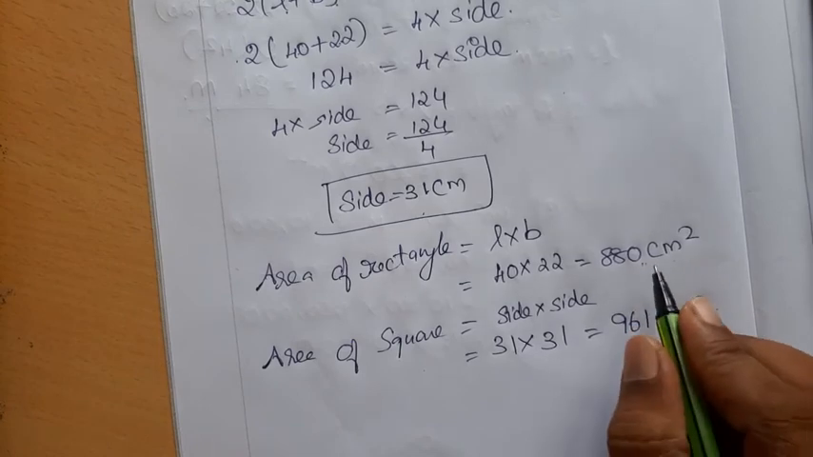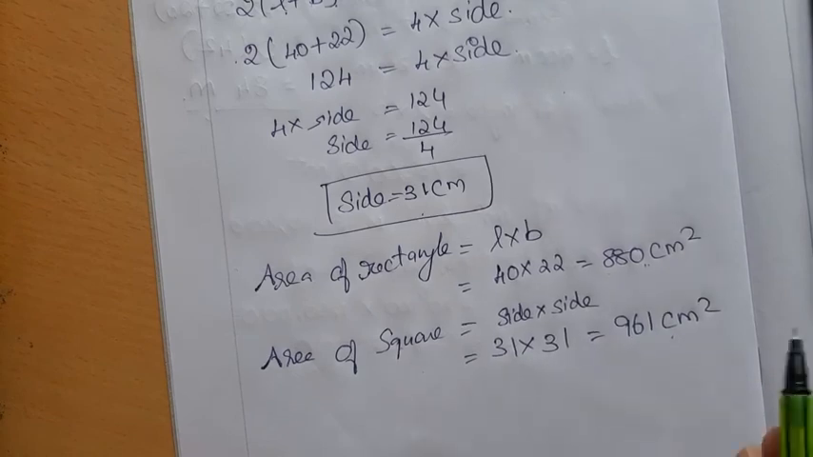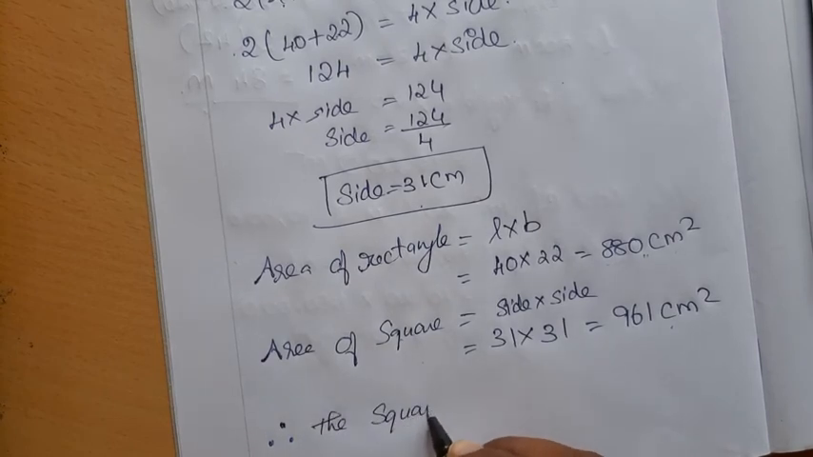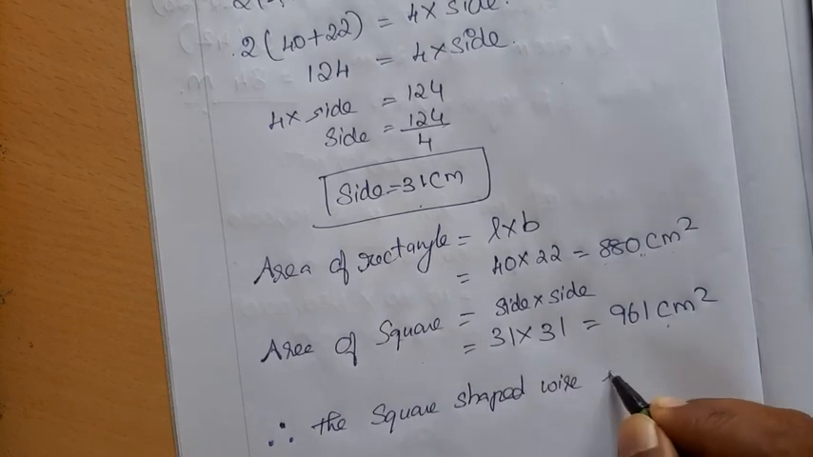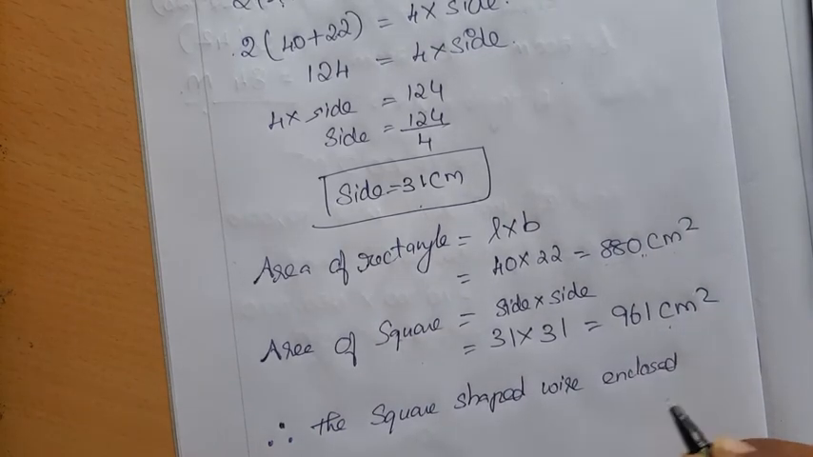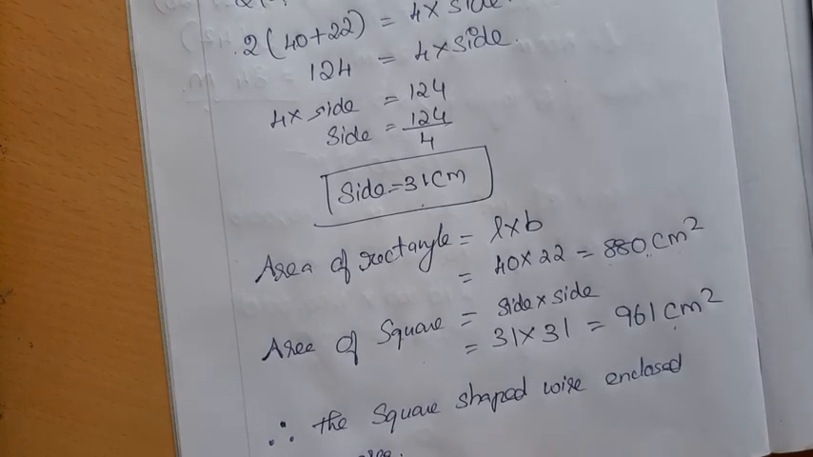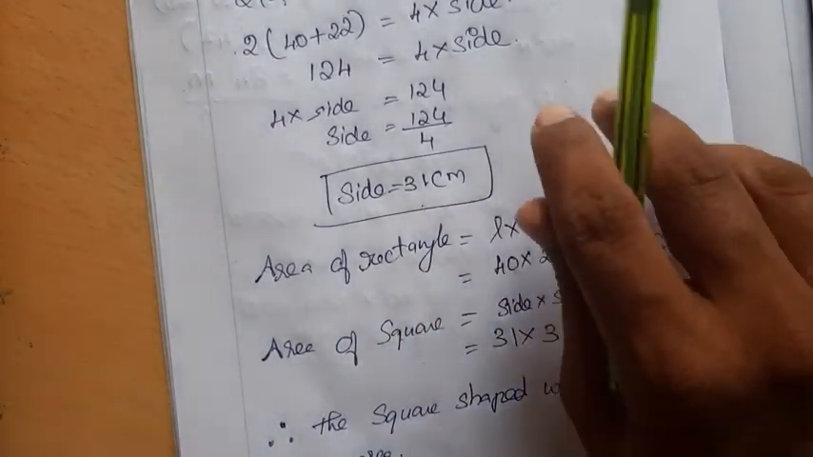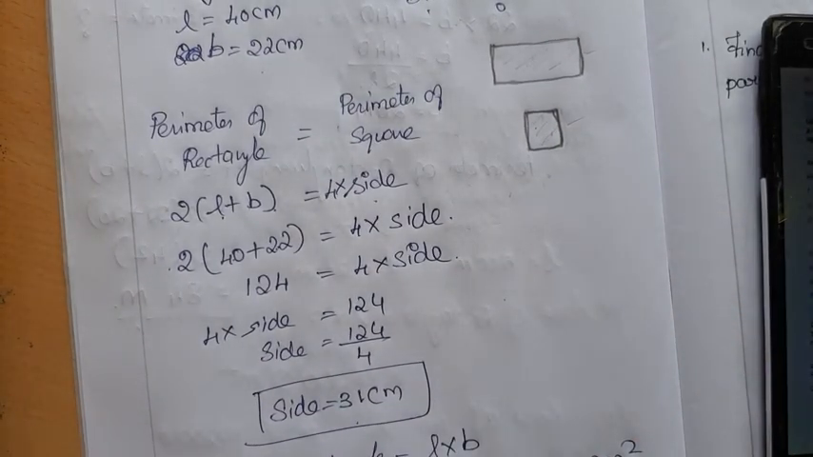So now we check which shape enclosed more area. Compare this: rectangle is 880, square is 961. So the square has more area, right? Therefore the square shaped wire enclosed more area. So this we will be using in real life, whether we need a rectangular or a square with the same perimeter, which will give more area, means we can choose the square. Thank you.